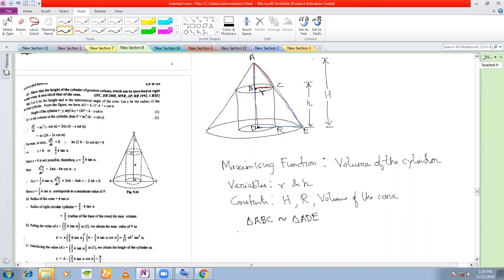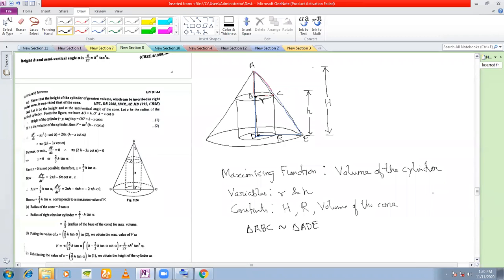Class 10 knowledge. Are they similar? Yes, sir. If they are similar, then what can you say about the proportional sides? Then you can say that BC by DE must be equal to AB by AD. Sides are proportional.